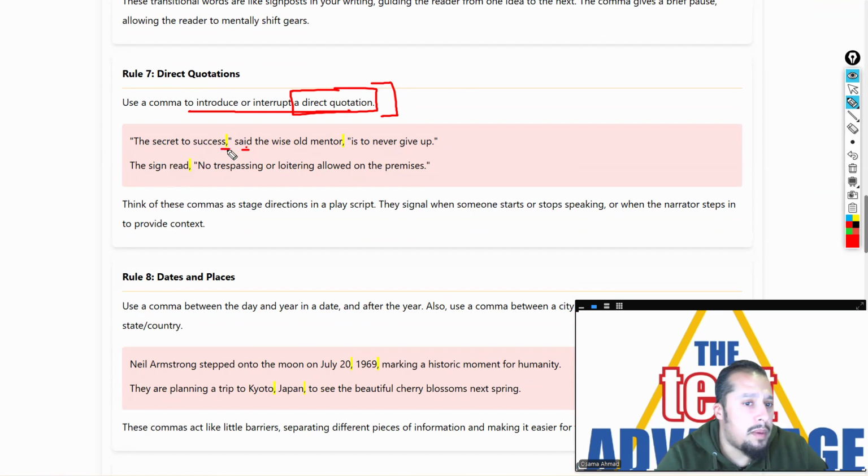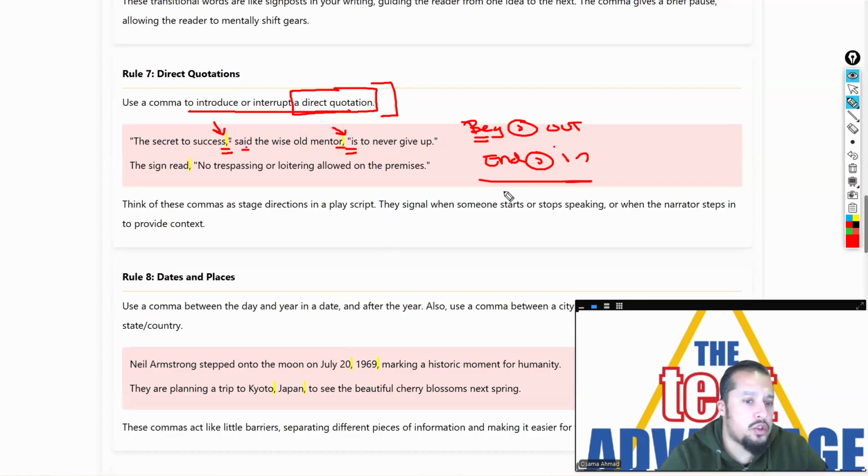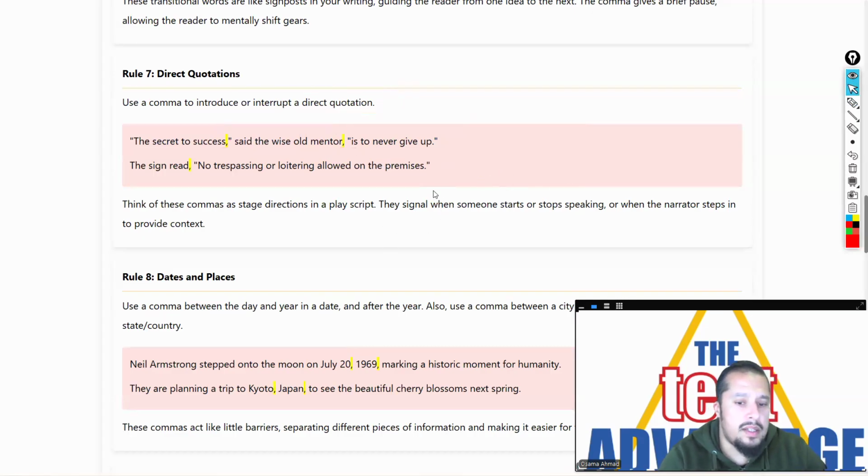Okay. I put a comma at the end before the quotation closes. And if I open the quotation at the beginning, the comma goes outside. So in the beginning of the quotation, comma out. In the end, comma in. Okay, just remember that. Dates and places.